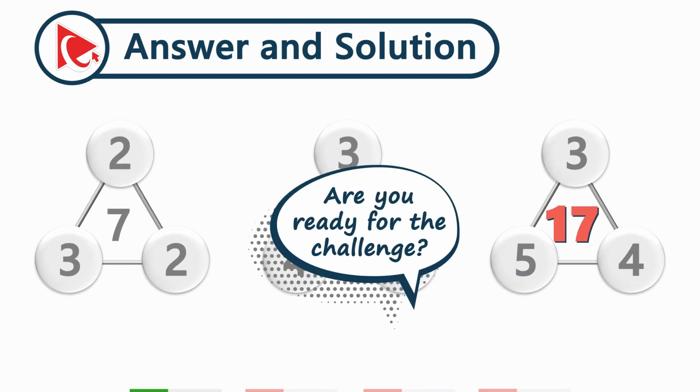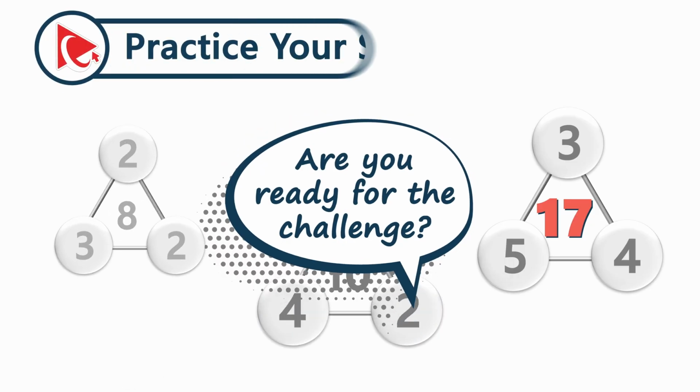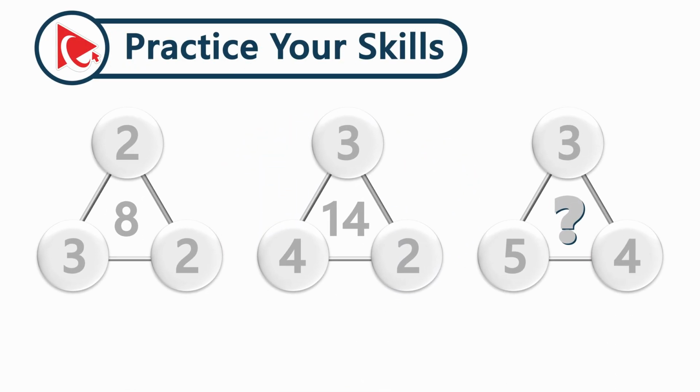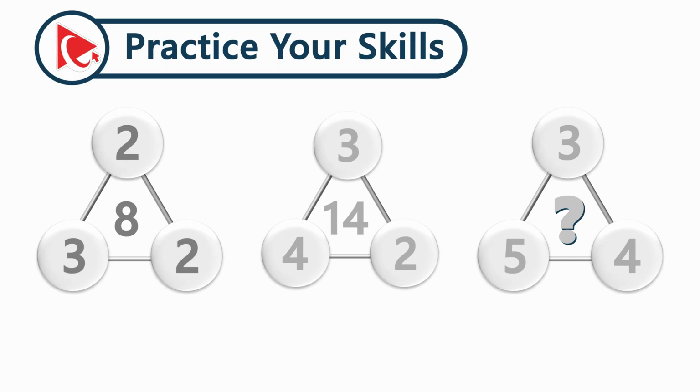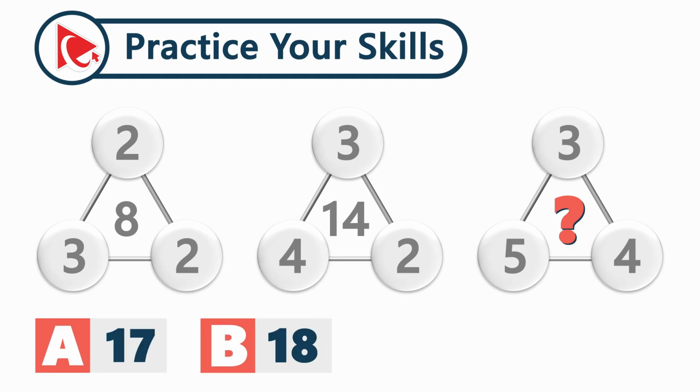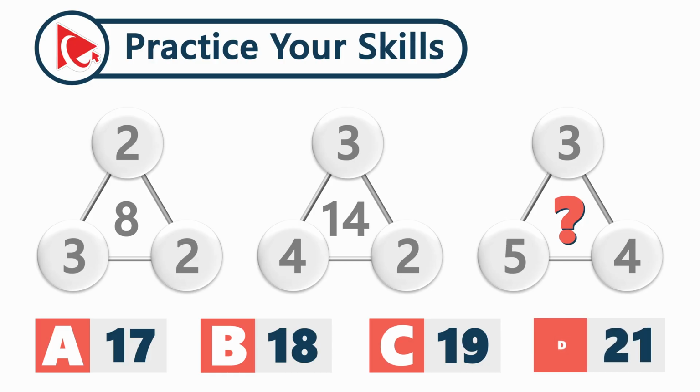But wait, are you ready for a challenge? Try this question to see how you would do. You're presented with 3 amazingly cool looking shapes. The numbers in the first shape, starting in the middle, are 8, 2, 2, and 3. The second shape has numbers 14, 3, 2, and 4. And then the third shape has numbers 3, 4, 5 on the outside, and then a missing number in the middle, which you need to calculate and select your answer out of 4 possible choices. Choice A, 17, choice B, 18, choice C, 19, and choice D, 21.